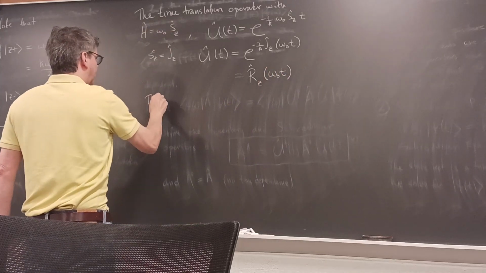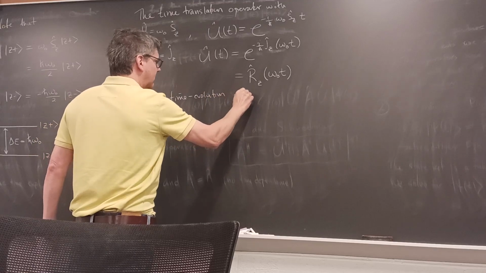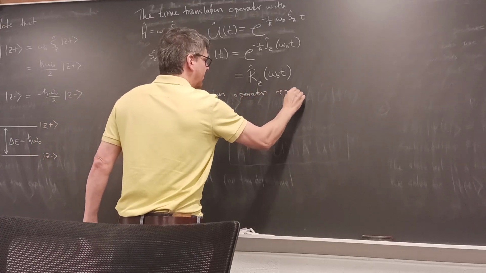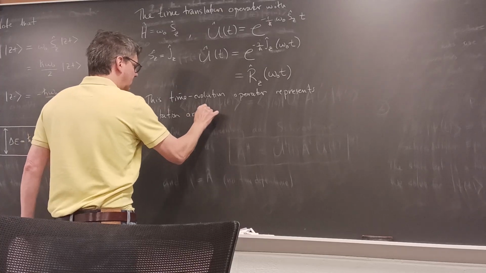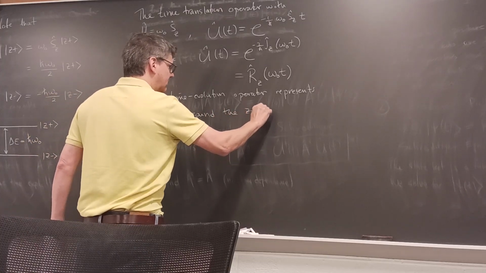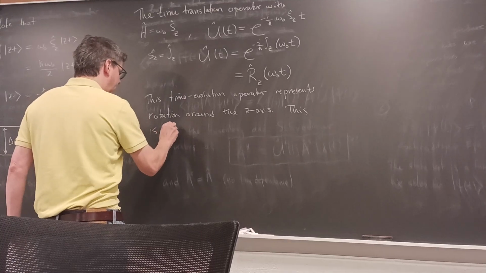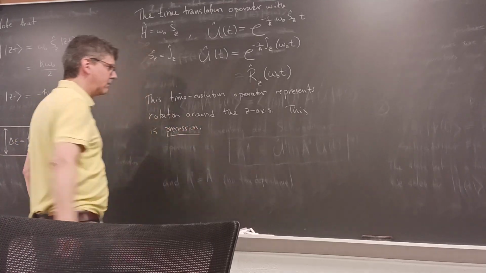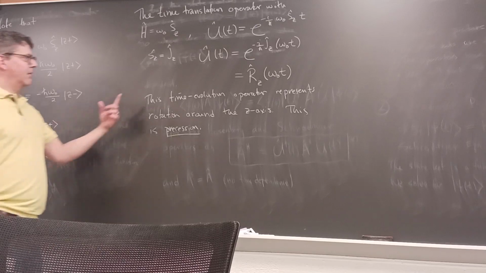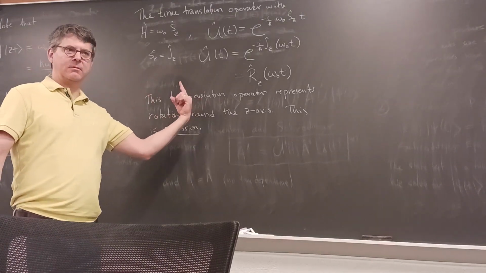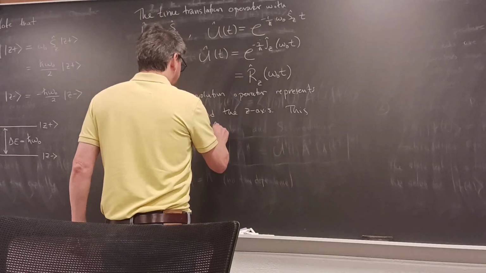So this time evolution operator represents rotation around the z-axis. Okay, so this is precession. If you put a spin 1/2 in a field, it will precess around the z-axis. That's just what it's going to do. So any spin will precess around the z-axis.